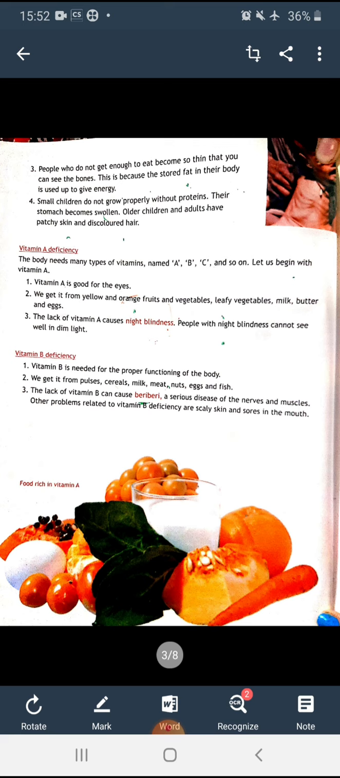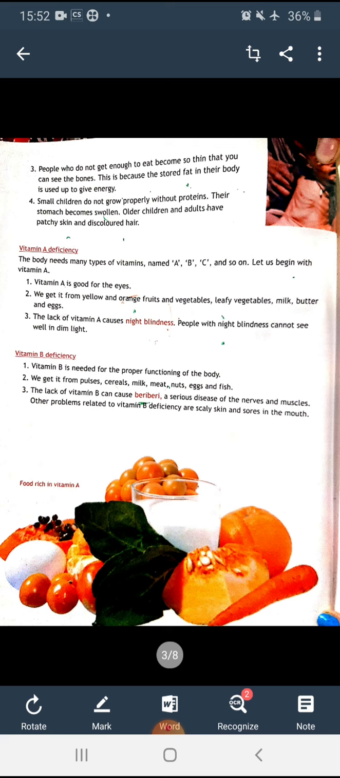Now, vitamin A deficiency. The body needs many types of vitamins named A, B and C and so on. Let us begin with vitamin A. Vitamin A is good for eyes. We get it from yellow and orange fruits, vegetables, leafy vegetables, milk, butter and eggs. But if there is lack of vitamin A, it causes night blindness. People with night blindness cannot see well in dim light.